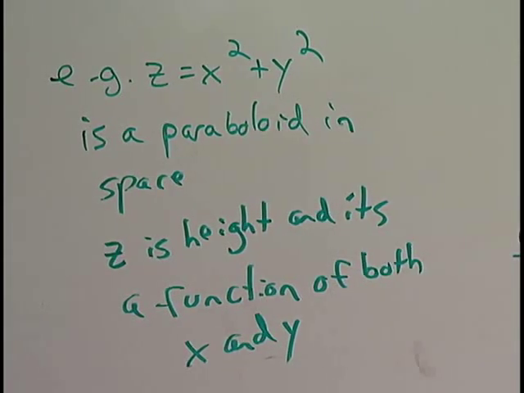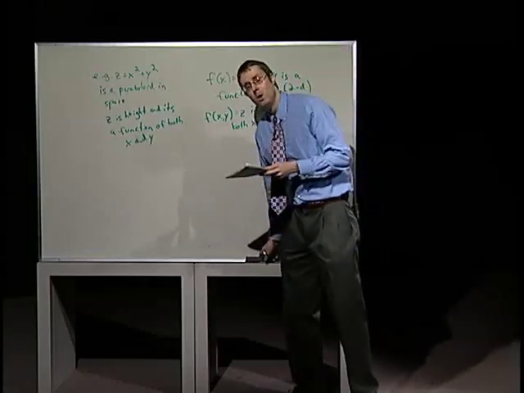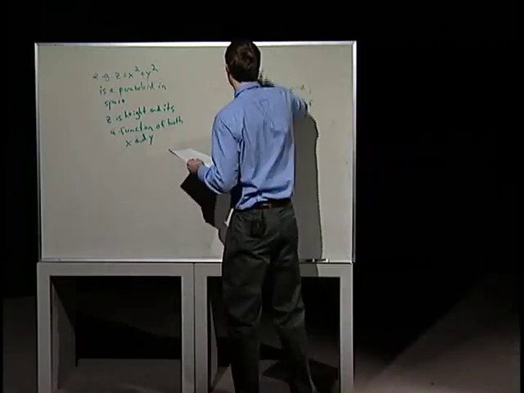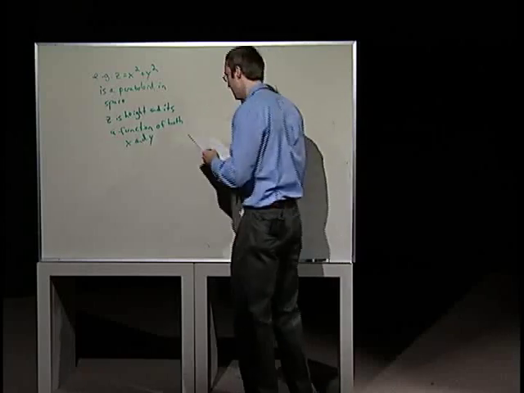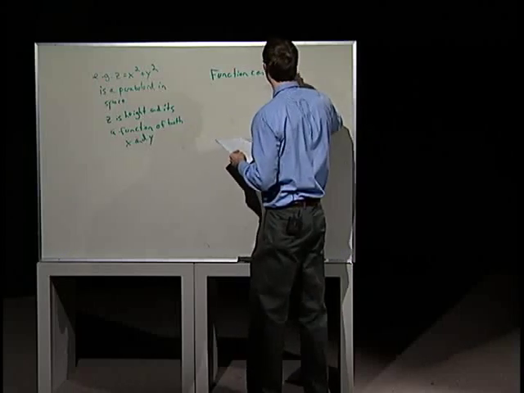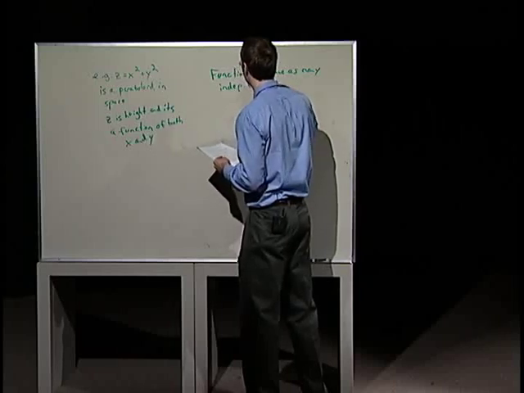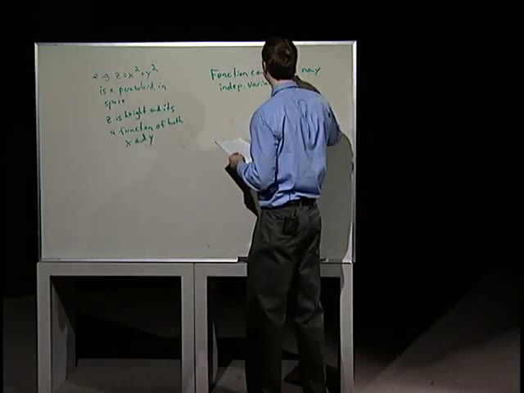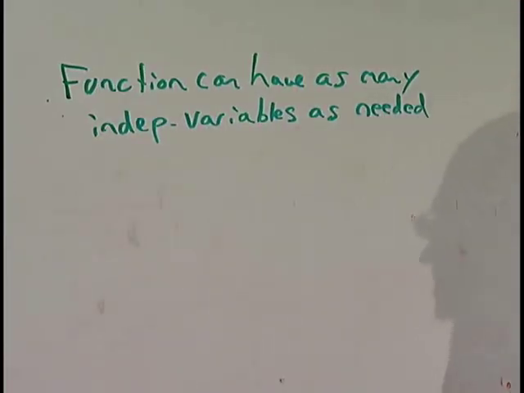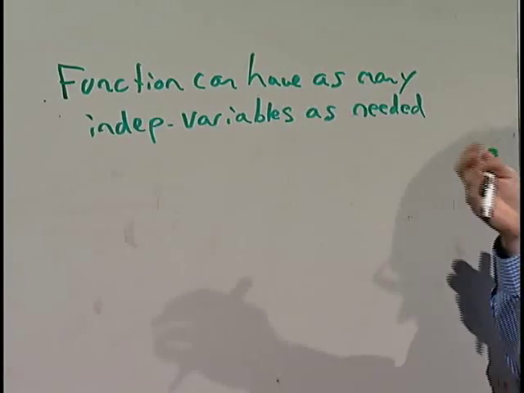Okay, well, so even though I've put up here f of x, y, a function of two variables, the fact is we can have as many independent variables as we want. A function can have as many independent variables as needed. And the fact is, in a real-life system, oftentimes we have lots and lots of things affecting the outcome. So we're going to have lots of independent variables.